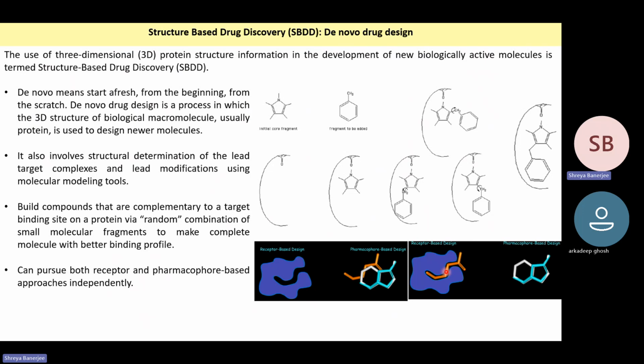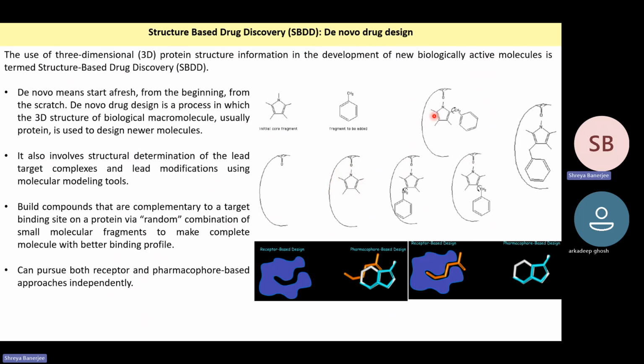So once the structure of the receptor is known, compounds can be built that are complementary to the target binding site, that is the receptor binding site on the protein. And this can be done via a random combination of small molecular fragments to make the complete binding molecule. So suppose you know this is a receptor binding site which has a carbonyl here. And this is just shown in a very simple manner. But depending on the structure of this binding site, we can put together different molecular fragments.